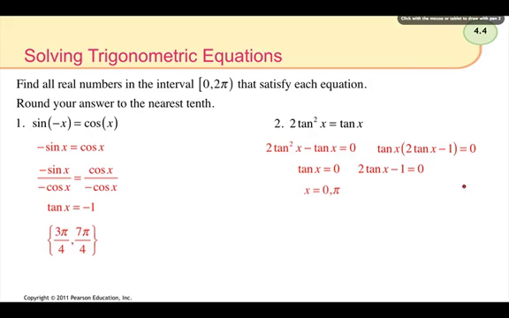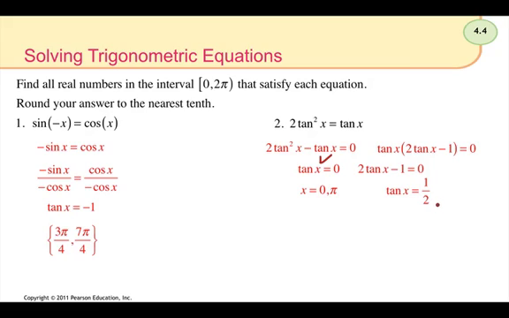From here, I know that tangent of x equals 0 at x equals 0 and pi. So I'm done with this part of the equation. Now I need to do this part. So from here, I'm going to isolate the tangent of x, and this is what I get. From here, if you look at the unit circle, you're not going to see any ratio that corresponds to tangent equal to 1/2. You have it for other trig functions, but not for tangent.